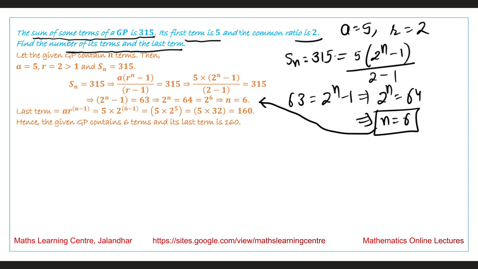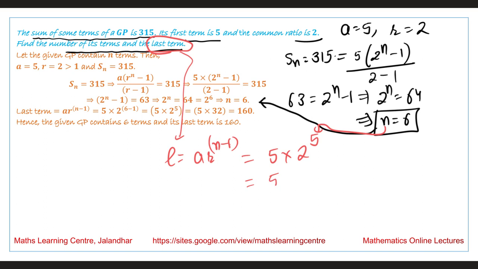Now next we have to calculate the last term. So the formula for the last term is a r raised to the power n minus 1. So that is equal to 5 into 2 raised to the power 5. The value of n we have is 6. So the answer we are getting is 5 into 32, that is equal to 160.